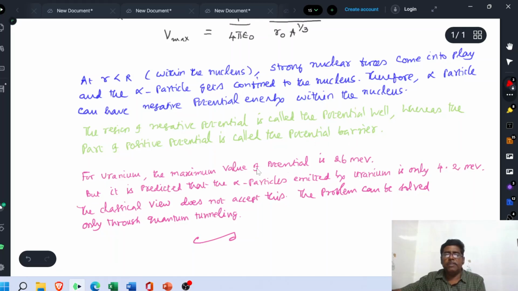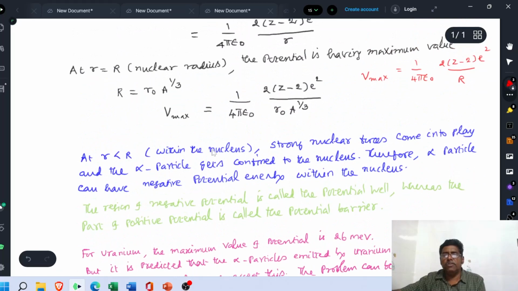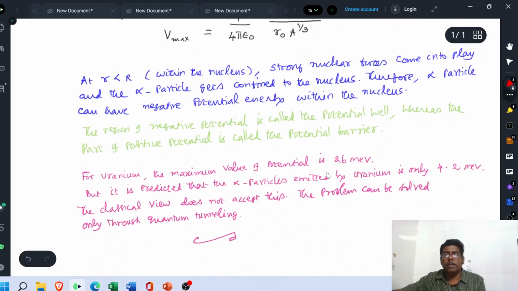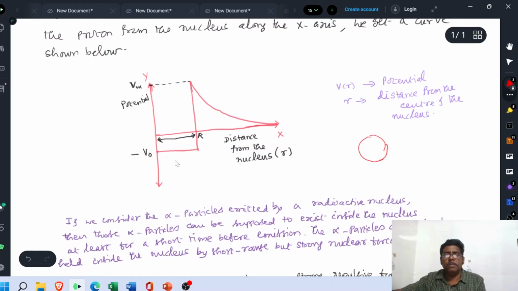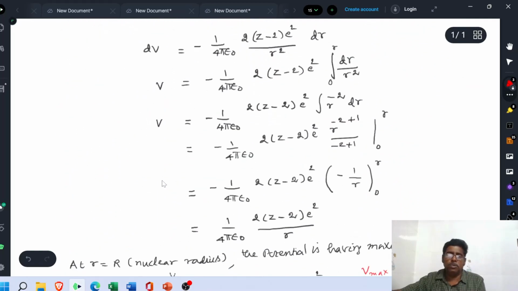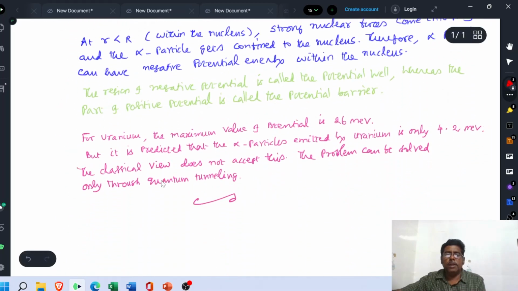For uranium, the maximum value of potential is 26 MeV. If you substitute all these values in the case of uranium, we get the potential as 26 MeV. That means the depth of the potential is 26 MeV, that is 26 million electron volt. But if you think about an alpha particle coming out of the uranium, the energy of the alpha particle is about 4.2 MeV. So classical mechanics does not accept this statement, because how does an alpha particle of energy 4.2 MeV come out of a barrier of 26 MeV?